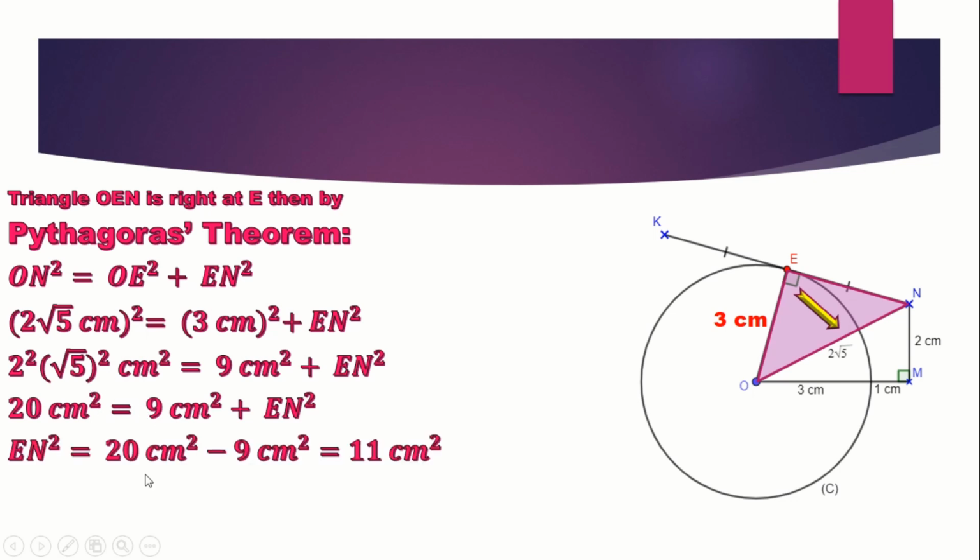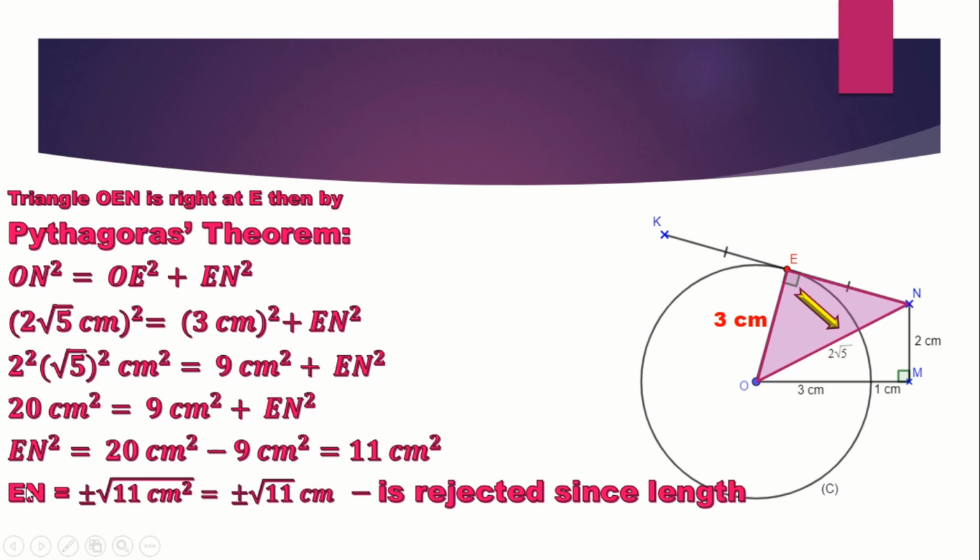Now we can say that EN squared is 20 centimeters squared minus 9 centimeters squared, so it's 11 centimeters squared. Well, we have calculated EN squared, we need EN, so we can say that EN is plus or minus radical 11 centimeters squared, so it's plus or minus radical 11 centimeter. Sure, minus is rejected since it is a length, therefore we can say that EN is equal to radical 11 centimeter.